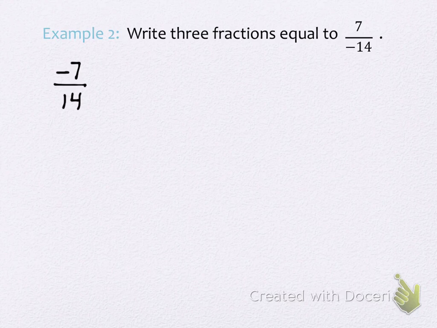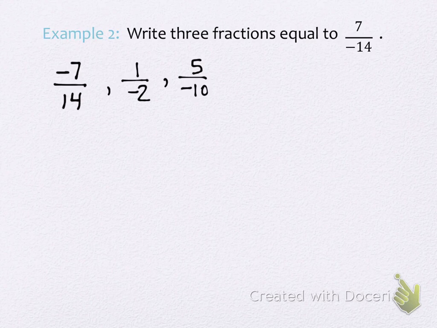Absolutely is. Somebody tell me something else you could do to change this that would give you an equivalent fraction. You could divide both the top and the bottom by 7. So you could have 1 over negative 2 or negative 1 over 2, either way. What else could you do? You could multiply it by something, right? You can multiply 7 over 14, but you could also multiply the 1 over 2 because it's already equivalent. So you could multiply by 5, so 5 over negative 10.